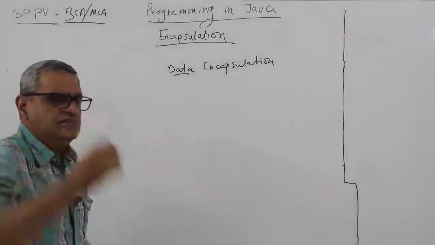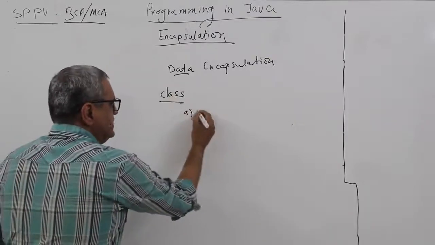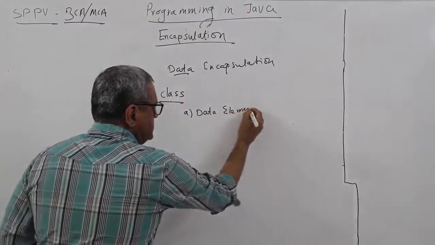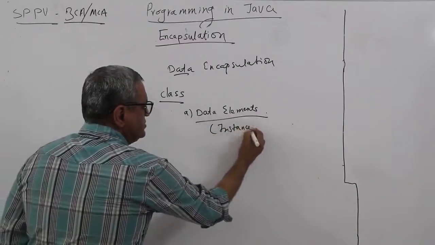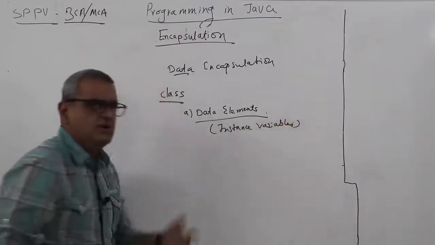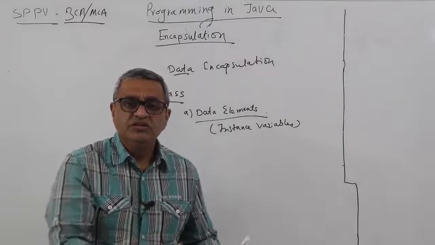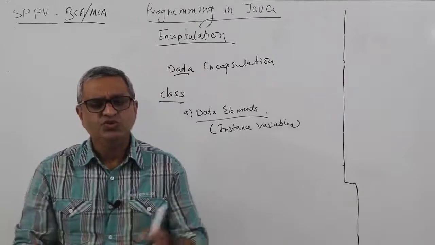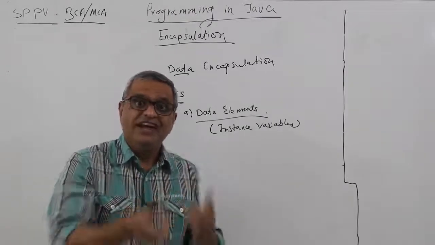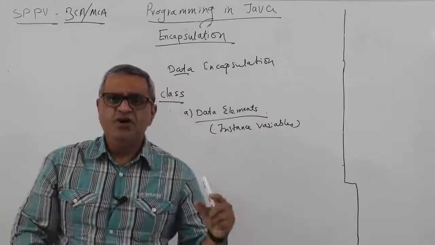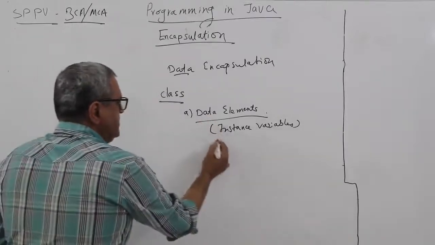So which is this data? Let us recollect what a class has. This class comprises of data elements. Now what are these data elements? These data elements are nothing but instance variables. Recollect our examples. We had created a class for cat, for dog, and what were the instance variables? Breed was an instance variable, age was an instance variable, color was an instance variable. Something which describes the object of that class becomes the instance variable, and every object has its own copy of instance variables. So basically data elements are nothing but instance variables.